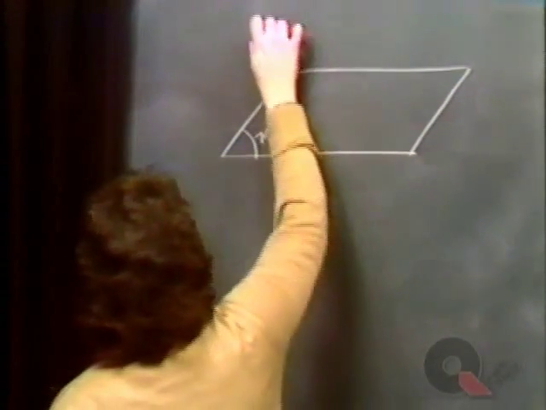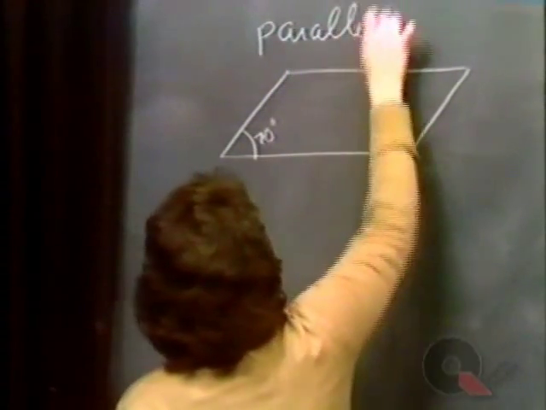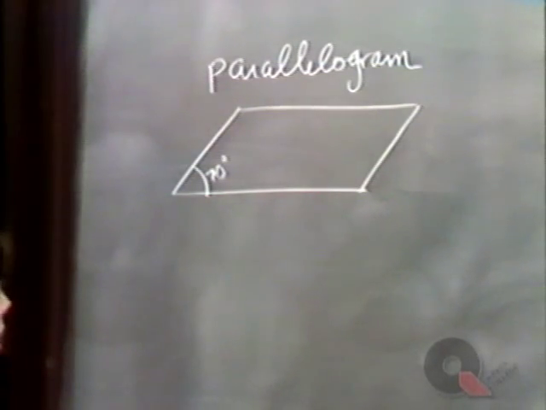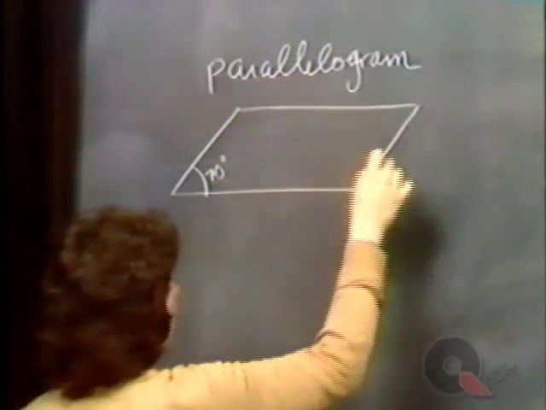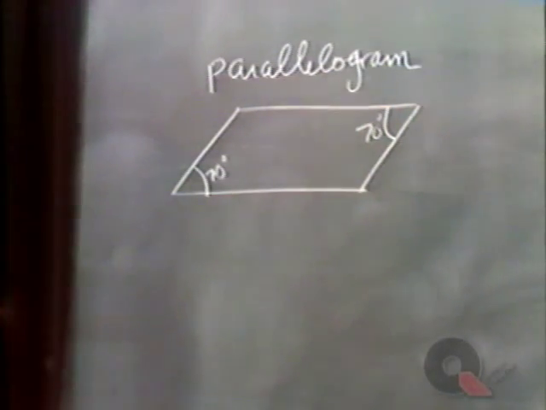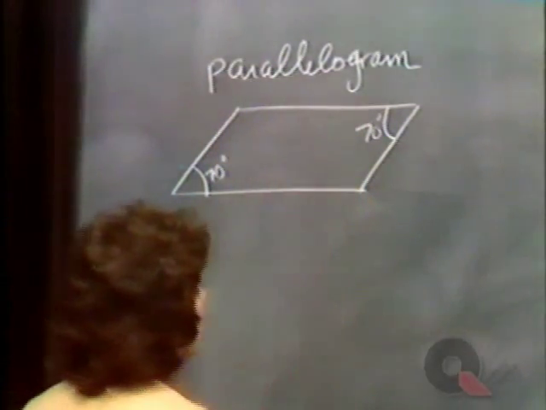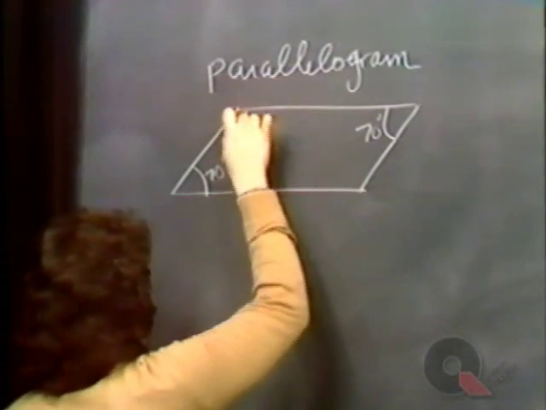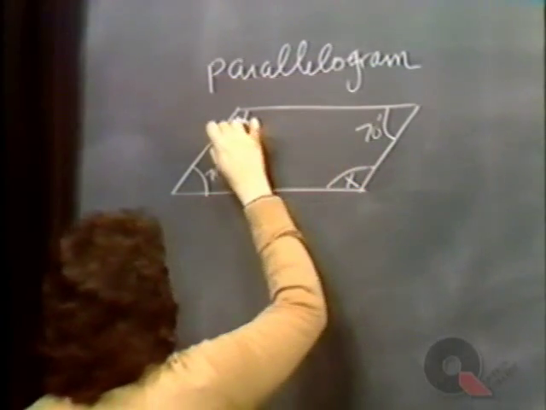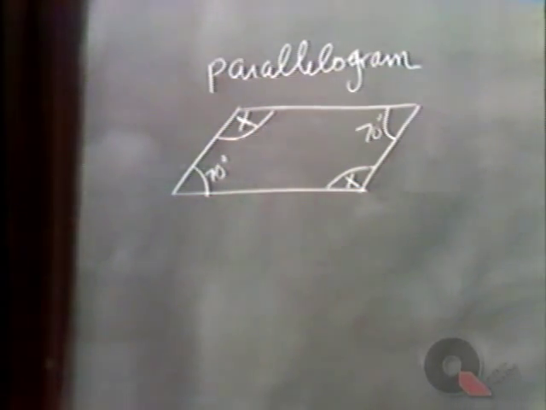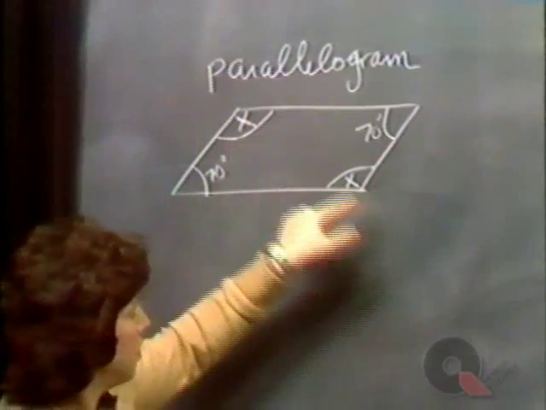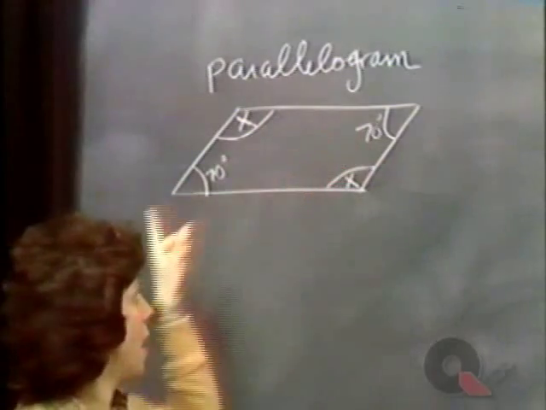Okay, this is a parallelogram. Since it's a parallelogram, the opposite angles are equal. If this angle is 70 degrees, this angle is also 70 degrees. I don't know what the other angles are, but it is clear that they are also equal. So let's denote the angle here by x and the angle here by x. x is the measure in degrees of these angles. We don't know what they are, but the opposite angles here are going to be equal just the same way the opposite angles there are equal.